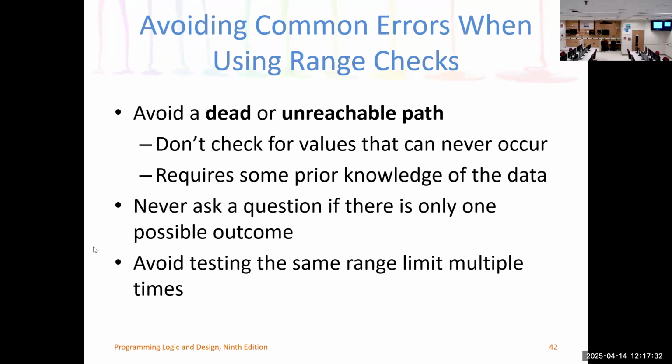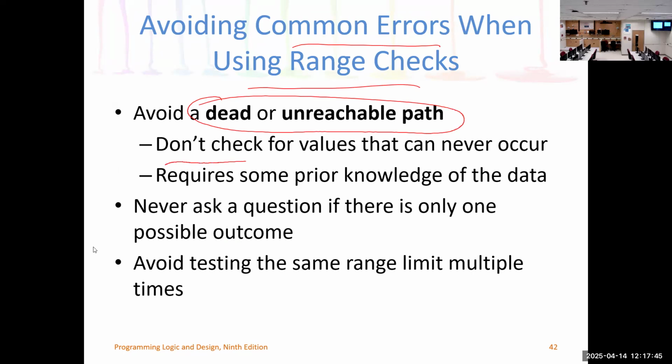Now, some of the common errors when you use the range check here, right? Avoid dead or unreachable paths. So what is it? That means you don't check for values that can never occur and require some prior knowledge of the data here.